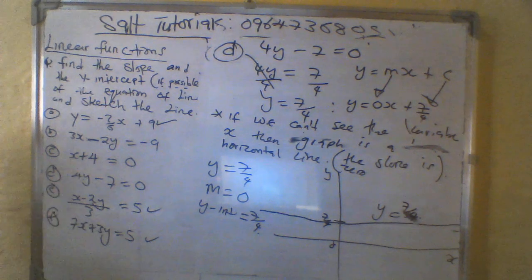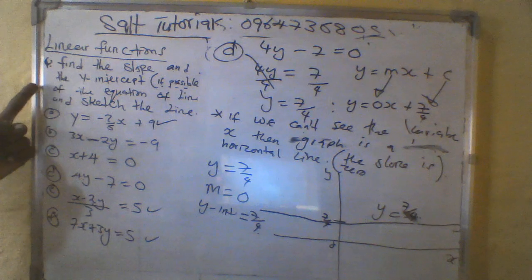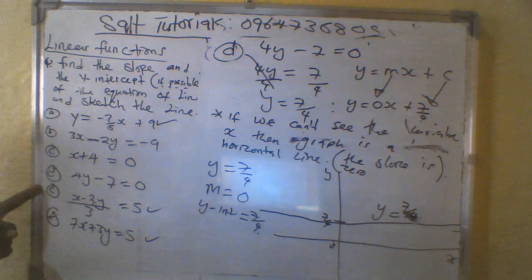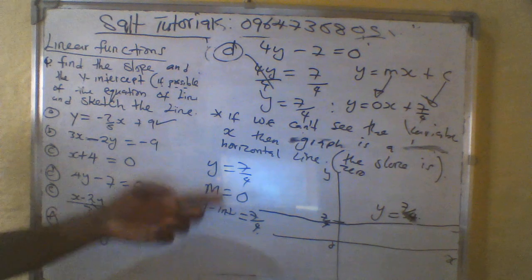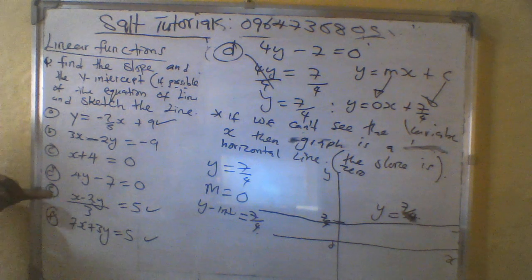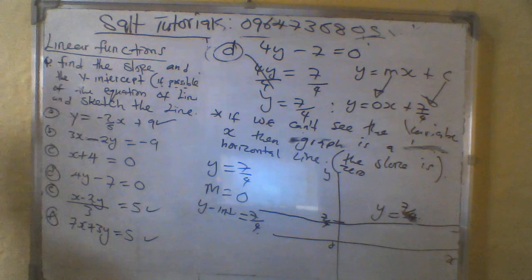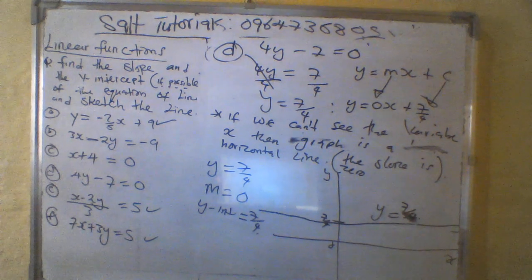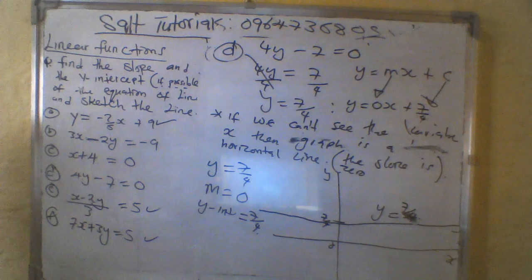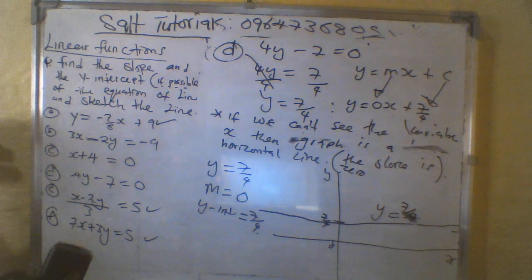So from the concept we already have, what am I saying? We are simply saying that from the equation given, we're able to spot by default the value of the gradient and by default the y-intercept. So you can solve E and F from whatever has been explained here. It's the same concept that is going to happen. We are okay.